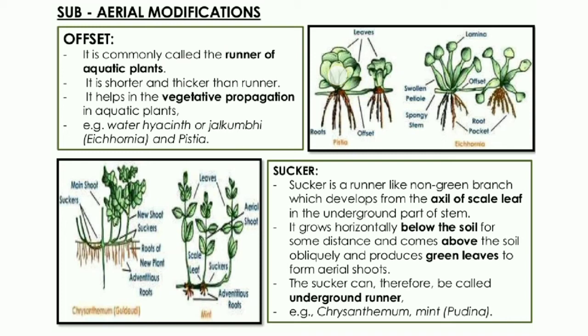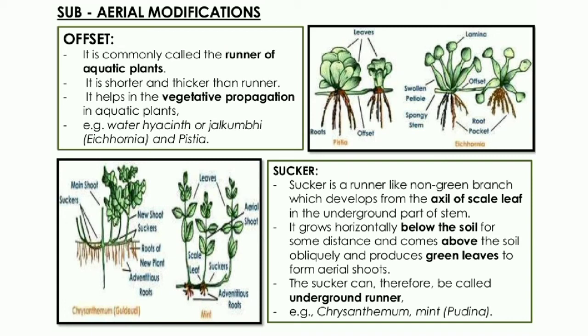This is a tuft of leaves, meaning a group of leaves. This is also a group of leaves. This is the base of the stem, and this is the base of the next group of leaves. Between these two groups of leaves, this thick short internode is called the offset. It helps in vegetative propagation in aquatic plants. Even if you cut this offset, the small plant will generate a new plant.